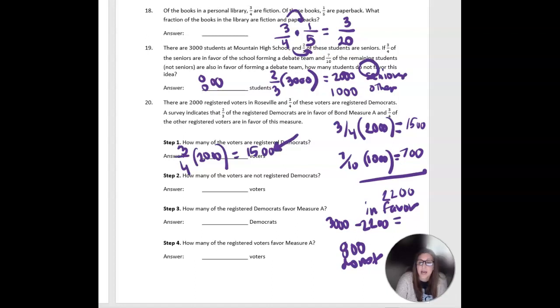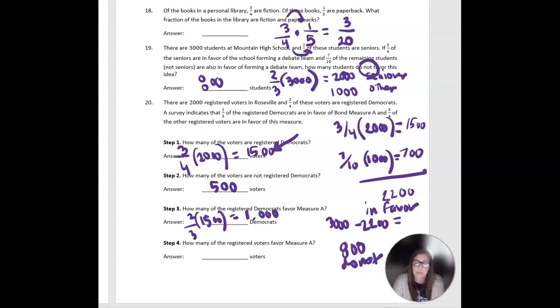1,500 are Democrats. How many of these are not registered Democrats? Well, if there's 2,000 people and 1,500 are Democrats, then 500 are not Democrats. How many registered Democrats favor Measure A? Let's go up here. 2/3 of Democrats. Now remember, Democrats is 1,500. So we take 2/3 of 1,500. And that would be 3 goes into 1,500 500 times. 2 is 1,000.